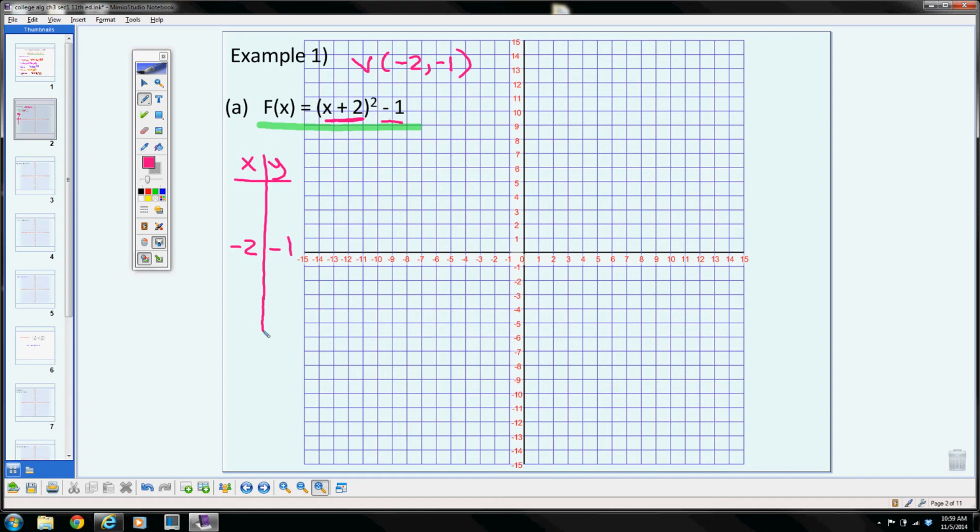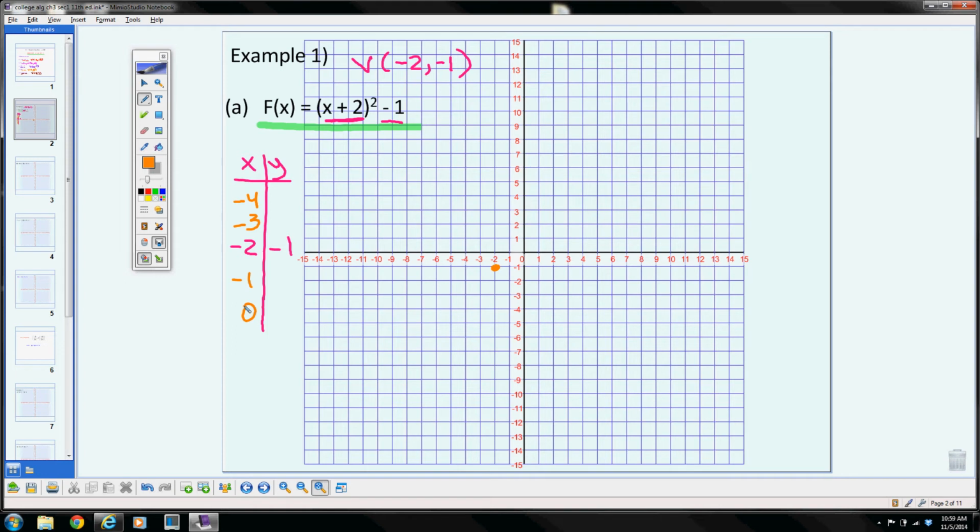Now I need at least 5 points to graph this. You can pick any points you want, but try and keep it easy. I'm going to pick 2 points to the left of that vertex and 2 points to the right. If I go over here and I graph negative 2, negative 1, I go left 2, down 1. 2 points to the left would be negative 3 and negative 4. 2 points to the right of that x value would be negative 1 and 0. So we are going to plug those into that equation up top and figure out what points go with it.